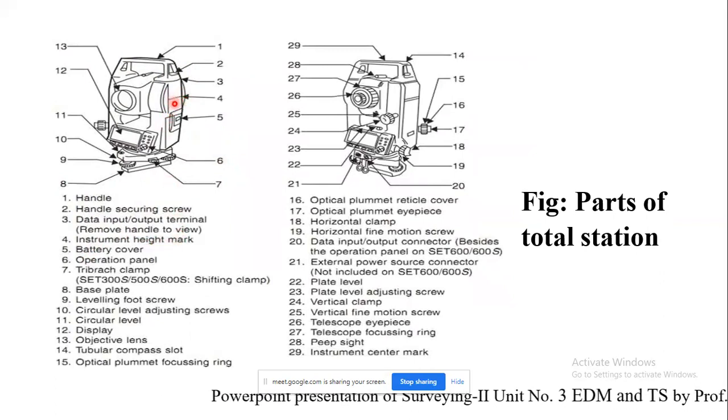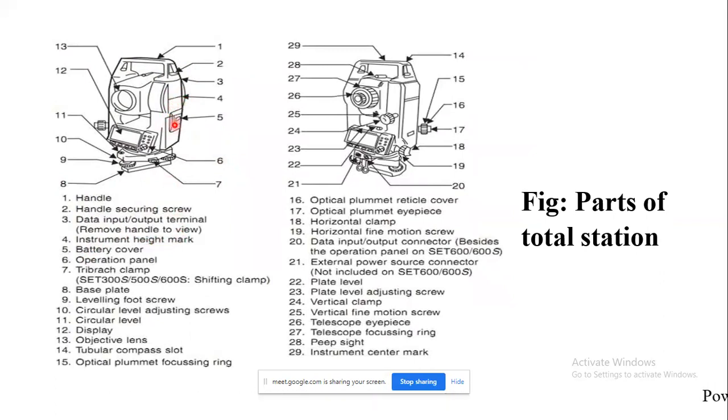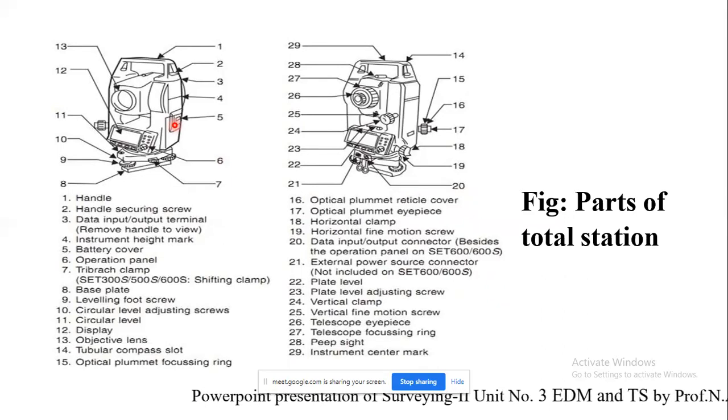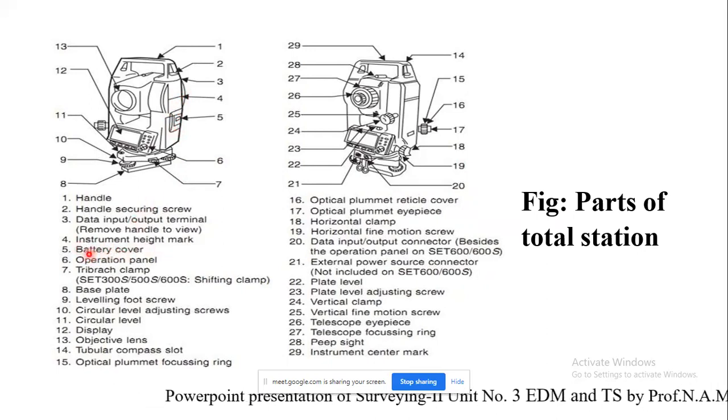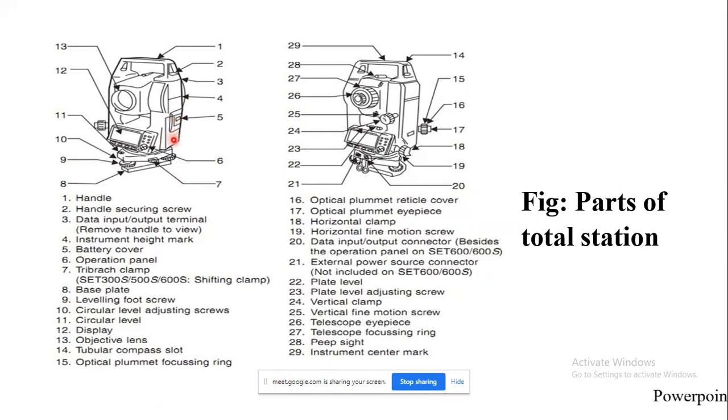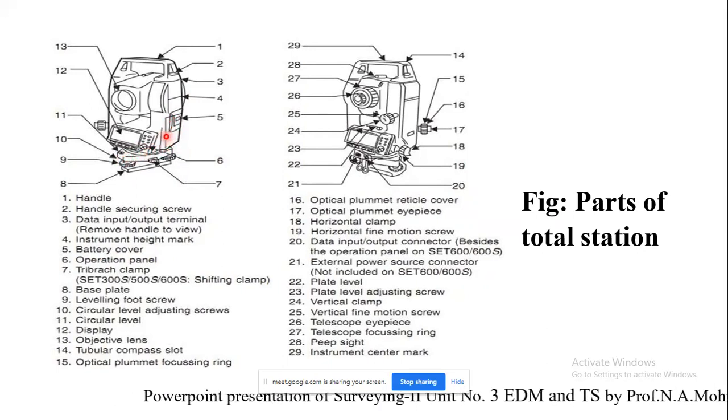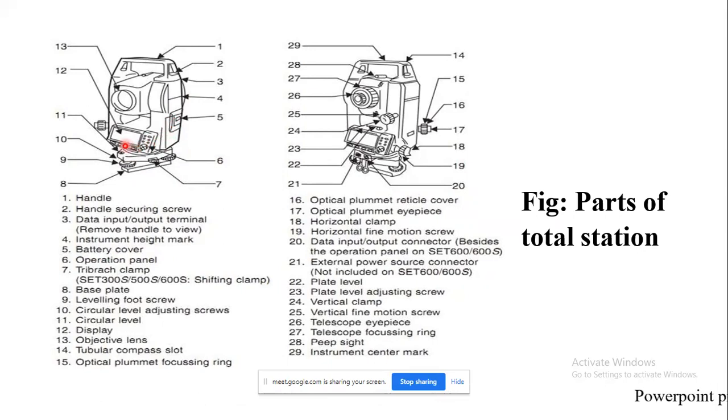In the lecture I told you that if you are unable to take the backside reading when you are conducting, and if you are supposed to find out the HI, what you are going to do is release your tape and measure the height. So there is a mark given, the instrument height mark. Then the battery cover is there, which is detachable. Whenever the work is there, just attach the battery and press the button on, and whenever your work is going to finish, just press the button off and remove the battery.